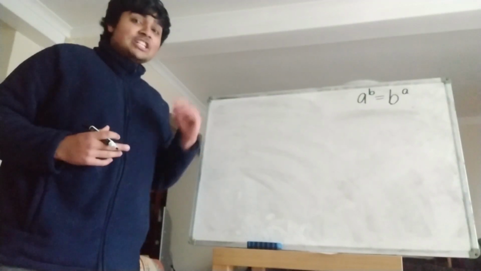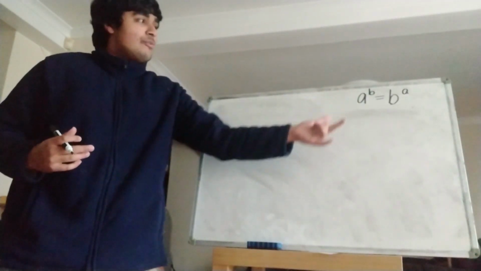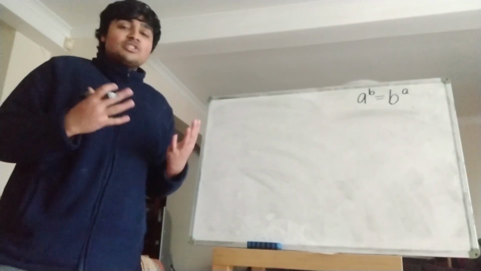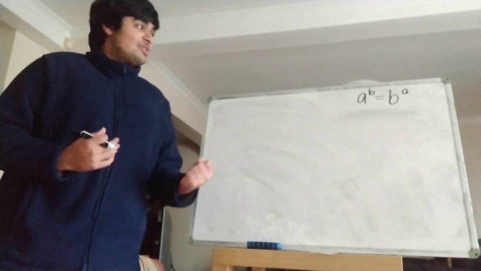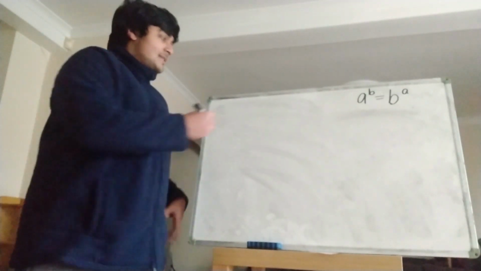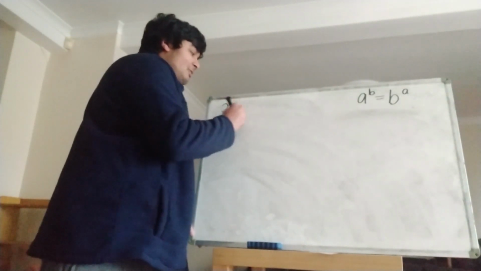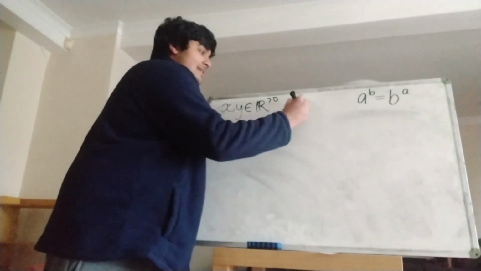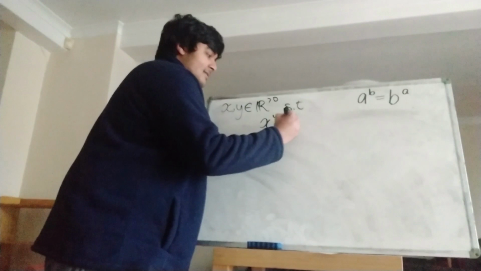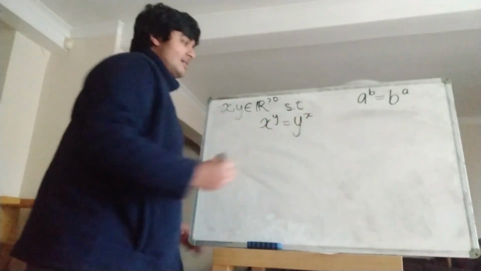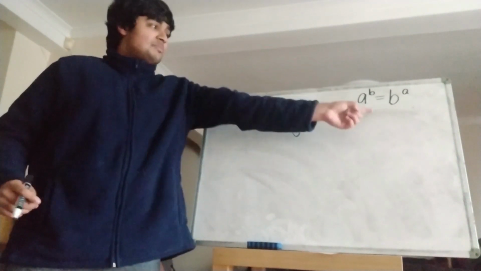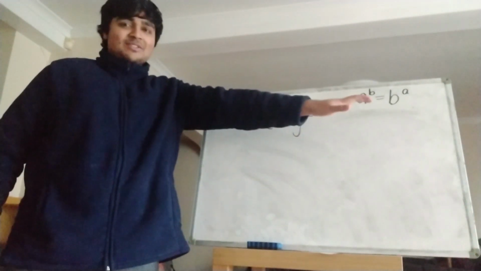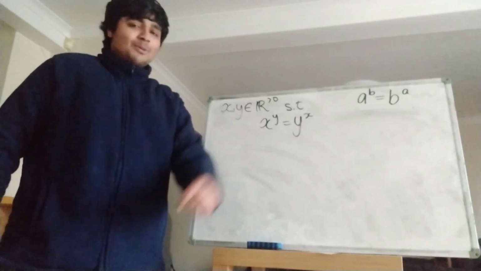Okay, so what we're going to do is actually look at a more general problem. So here we're focusing on natural number solutions, but now I'm going to look at a more general problem where I just look at positive real number solutions. So I want to find all positive reals x, y such that x to the y equals y to the x. Of course, any solution to the original problem will also be a solution to this problem, because obviously the positive natural numbers form a subset of the positive reals.